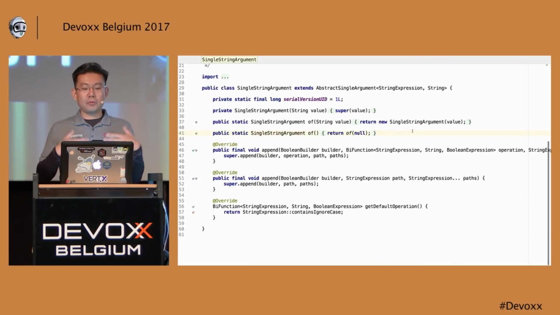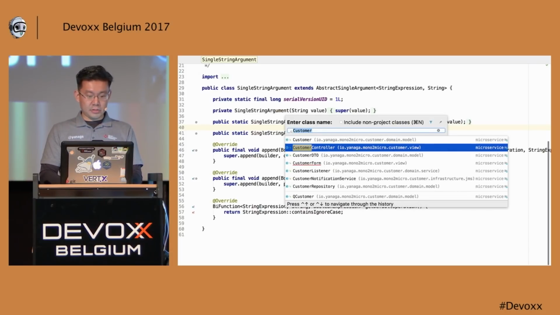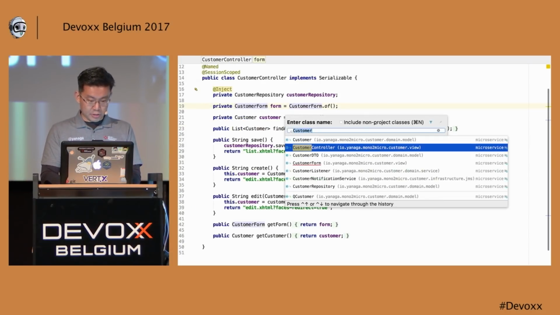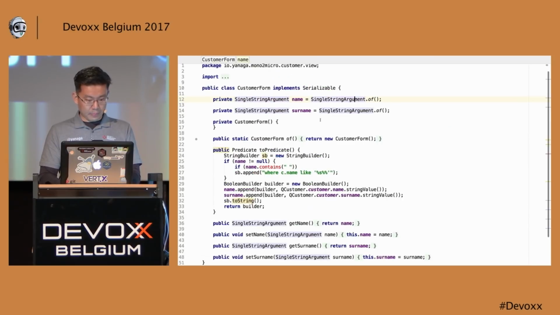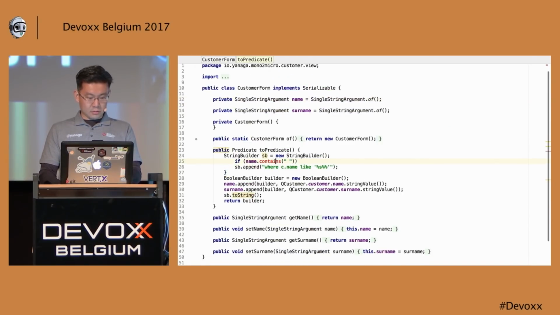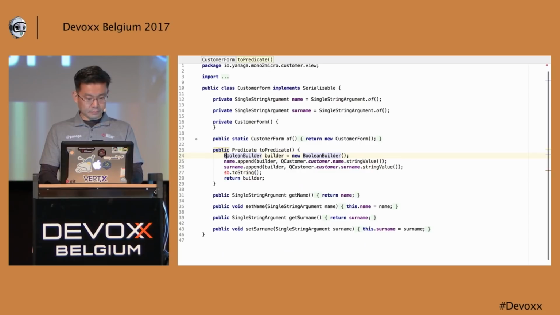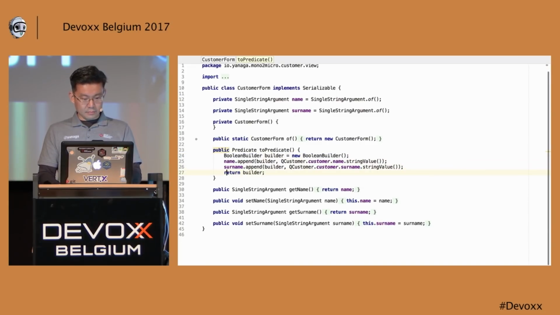If you provide a null value or an empty string to the single string argument, it will return for you a null object, which will perform absolutely nothing when you execute this kind of method, which is customer form. So what do I do here? Name is the object that I have.